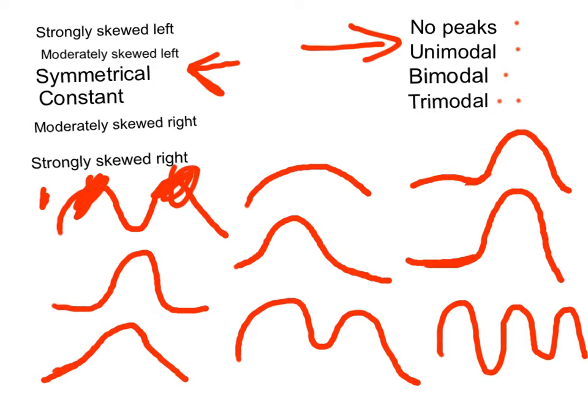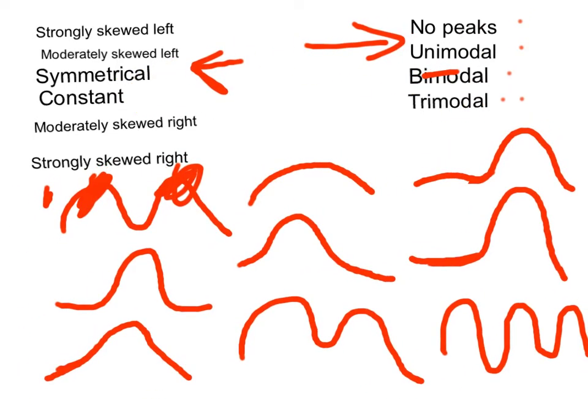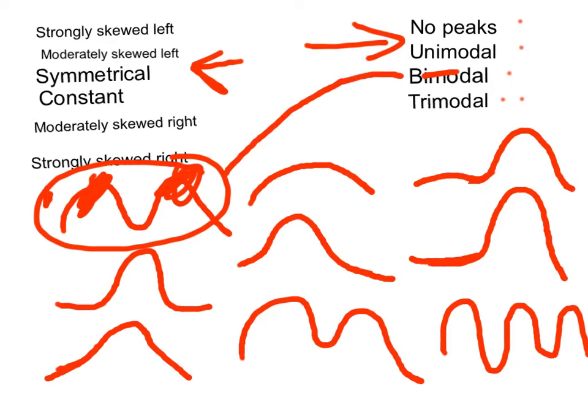Now if you think back on stuff we've learned earlier, uni means 1, bi means 2, and tri means 3. So if you could take a quick guess at that. Okay, you know what, I'm just going to draw lines. This one would be bimodal because it has 2 of the humps.